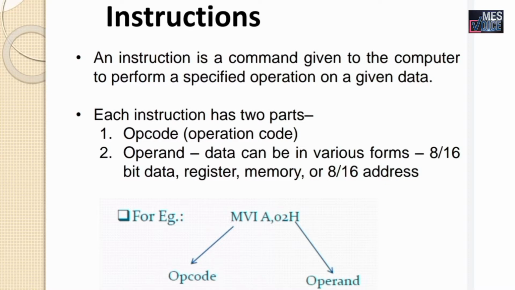An instruction is a command given to the computer to perform a specific operation on a given data. Each instruction has two parts. Opcode or operation code is the first part of the instruction which specifies the operation to be performed. Operand is the second part of the instruction which specifies the data to be operated on. The data or operand given in the instruction may be in various forms such as 8-bit or 16-bit data, 8-bit or 16-bit address, a register operand or a memory operand. For example, consider the instruction MVI A,02 where MVI A is the opcode and 02 is the operand part of this instruction.